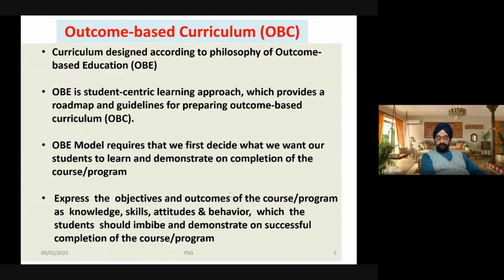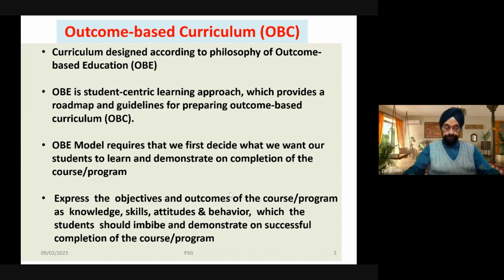The OBE model requires that we first decide what we want our students to learn and demonstrate on completion of the course or program. You have already been apprised that in the philosophy of outcome-based education, we first have to decide what we want our students to learn, and then the student has to demonstrate whether he has learned what we wanted. Then express the objectives and outcomes of the course. You have to design the objectives and the outcomes of the course, for example the knowledge, skill, attitude, and behavior the student should imbibe and demonstrate on successful completion of the course or the program.